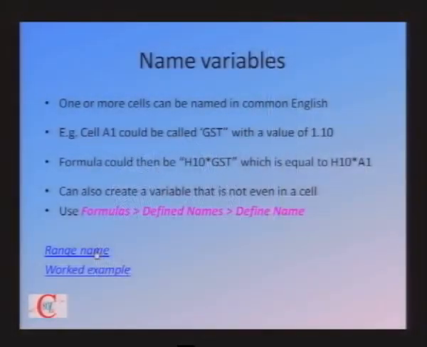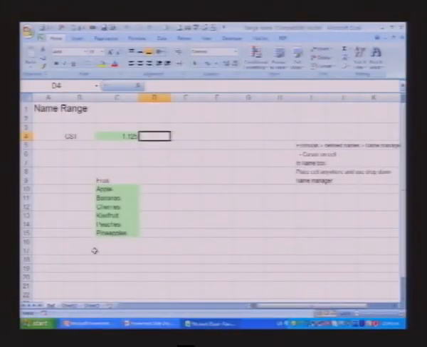And the same thing can happen in Excel. We can give cells a name, so we can just refer to them by name rather than reference. So let's say in an example we've got GST and we put a value on it, and we can use it in a formula. For example, the formula could go H10 times GST. So let's have a look at how that could work. The first thing is we've got a cell in our model called GST and it's got a value of 1.25.